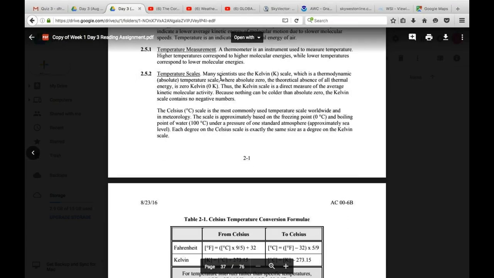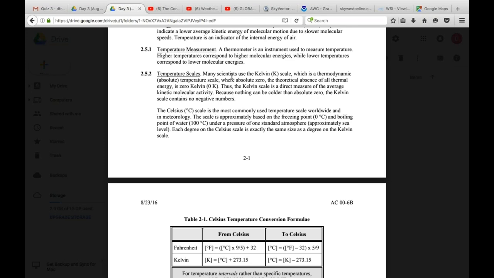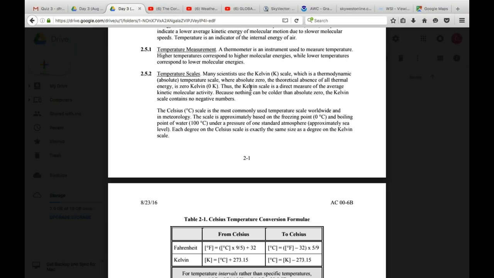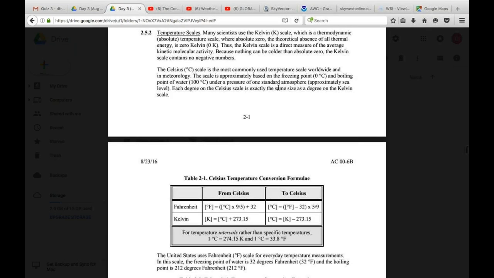We have multiple temperature scales. Most scientists use the Kelvin scale, which is the thermodynamic or absolute temperature scale, where absolute zero, the theoretical absence of all thermal energy, is zero Kelvin. Thus, the Kelvin scale is a direct measure of the average kinetic molecular activity, because nothing can be colder than absolute zero.